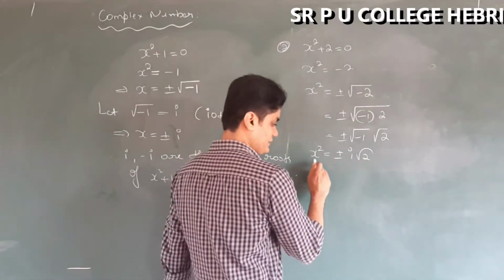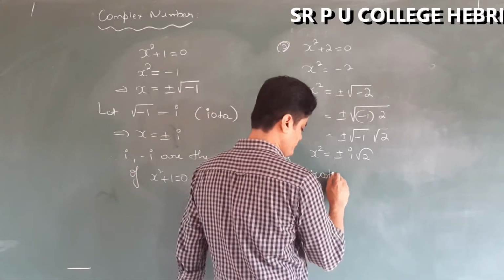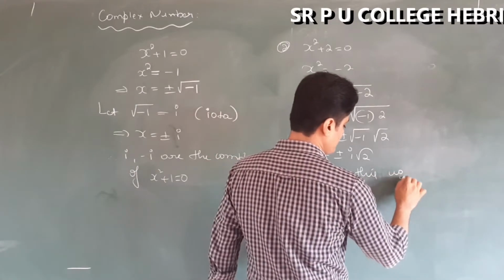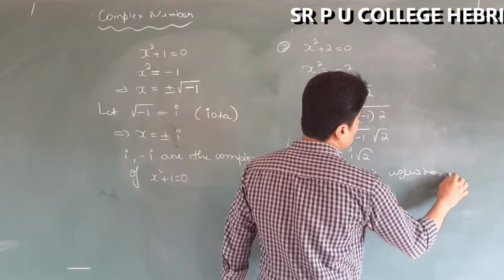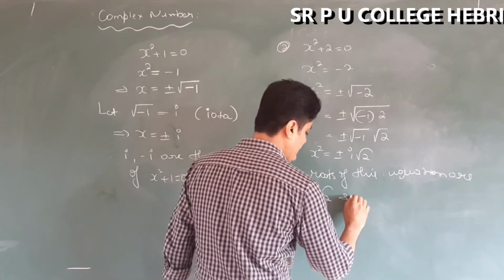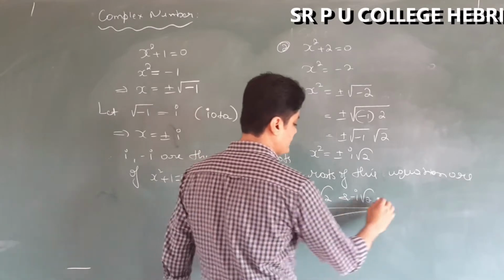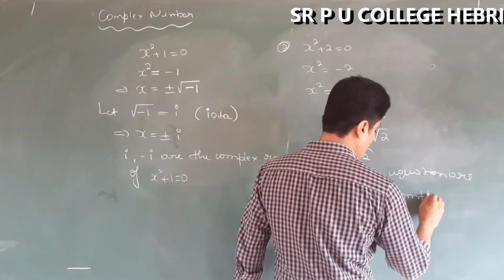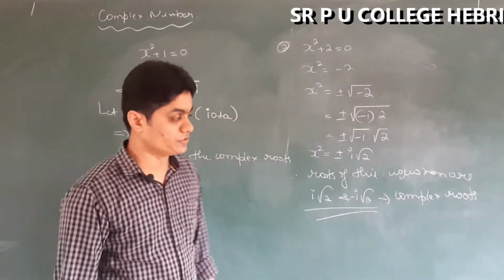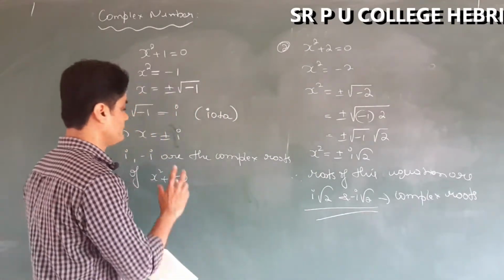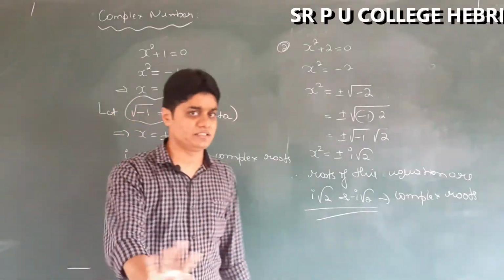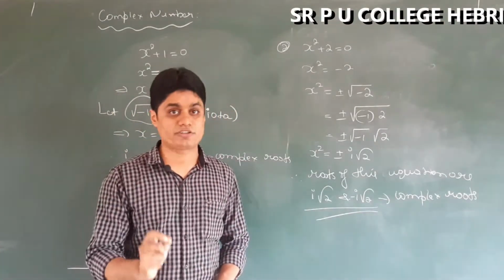Therefore the roots of this equation are I root 2 and minus I root 2, and these are called complex roots. So like this, complex numbers started to be introduced to mathematics, okay? So remember here the main important idea: I is nothing but root of minus 1. No need to write this in your notebook, I am just giving an introduction to complex numbers.